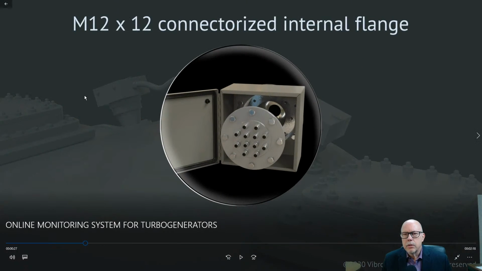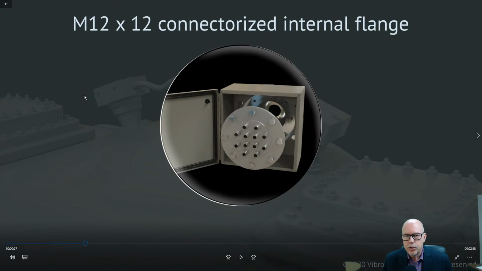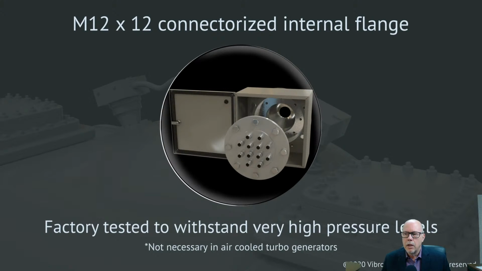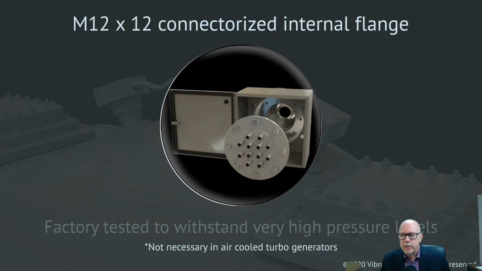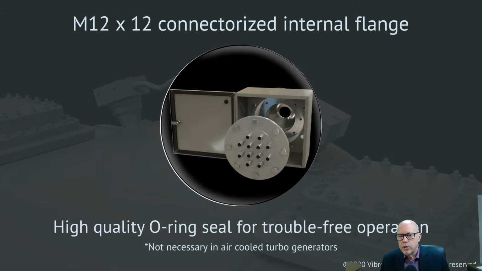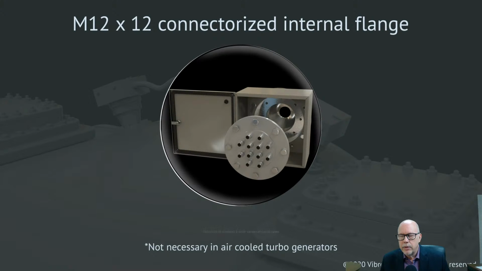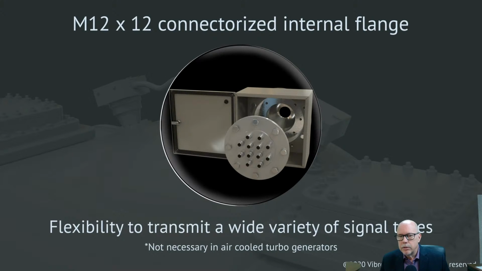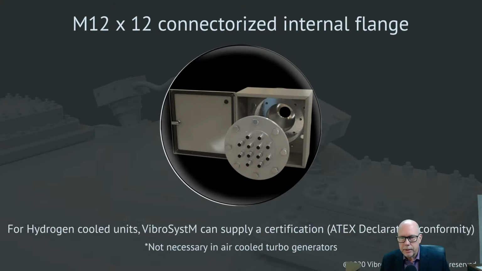Okay, so of course, many of the turbo generators, especially the larger ones, are hydrogen cooled. So it's important to have a flange that will allow you to exit all the cabling and all the information in a seal-tight fashion. Make sure there's no hydrogen leaks or limit them as much as possible. So these are factory tested to withstand high pressure, and of course they are very efficient in preventing hydrogen leaks.